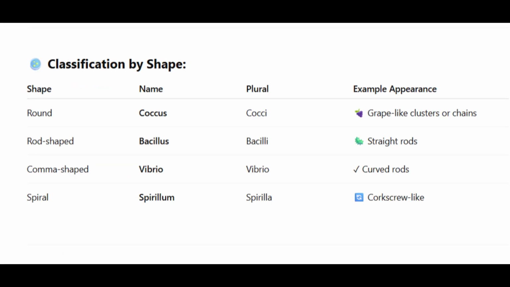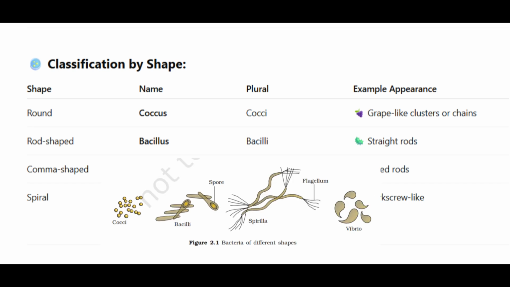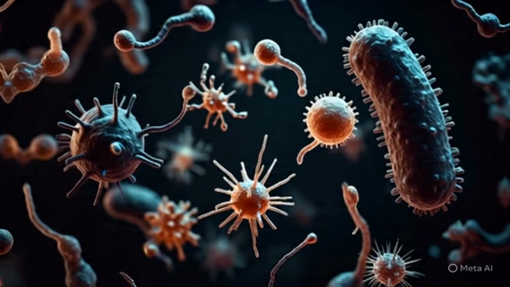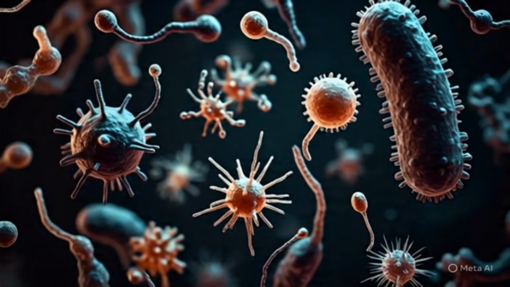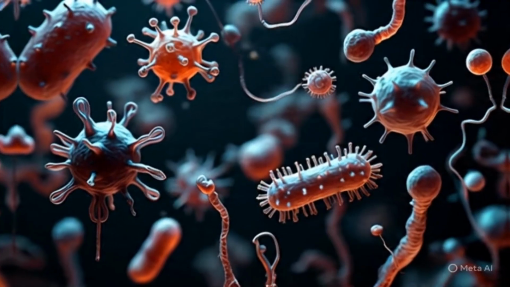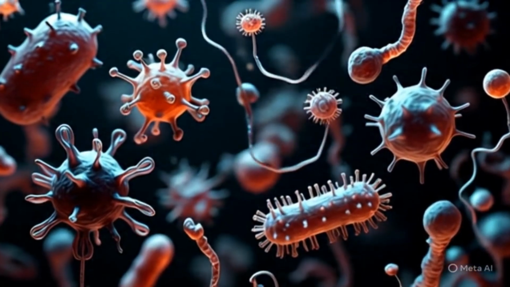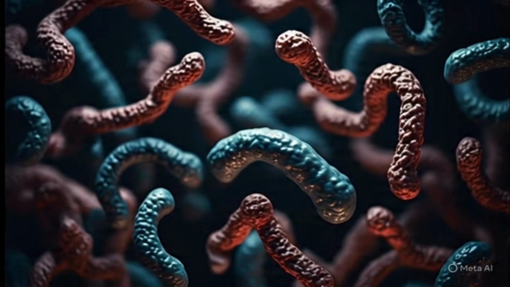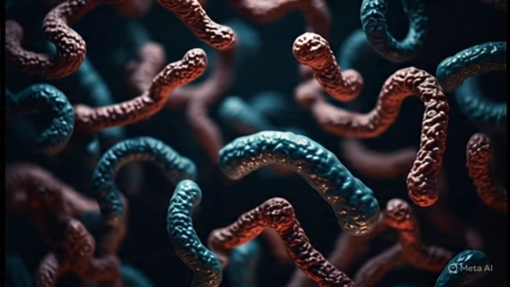Classification by shape. Shape, name, plural, example, appearance. Round-shaped are called coccus, and plural is cocci, forms grape-like clusters or chains. Rod-shaped are bacillus, plural is bacilli, forms straight chains of rods. Comma-shaped is vibrio, and plural is vibrio, forms curved rods. Spiral-shaped is called spirillum, plural is spirilla, that forms corkscrew-like structure.